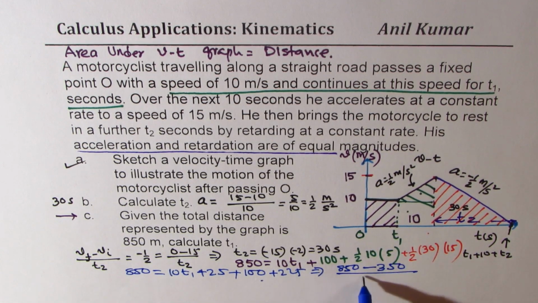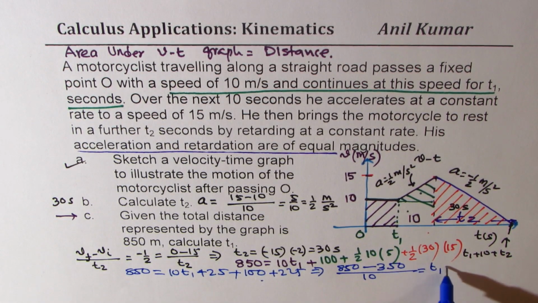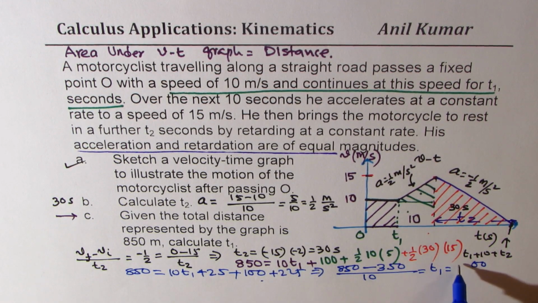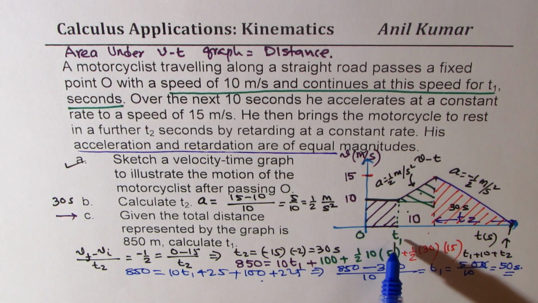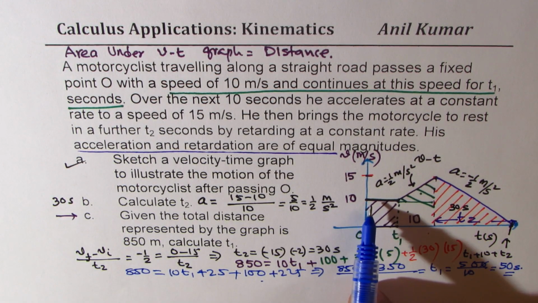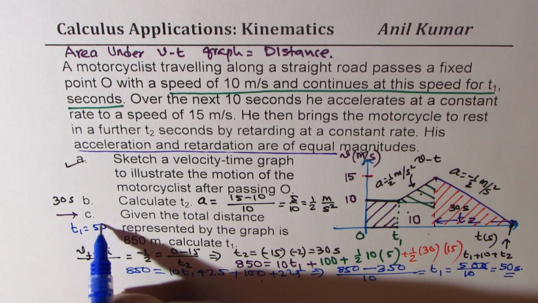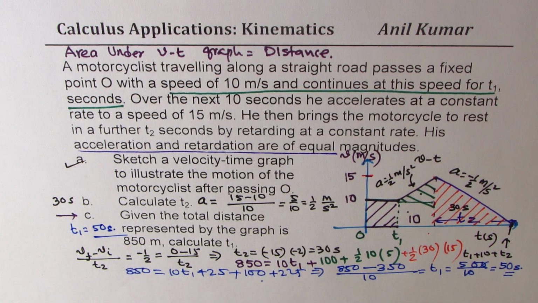Divided by 10 will be T1, correct? So let's do this. So that is 850 minus 350, 50 take away 50 is 0, 8 take away 3 is 5. So 500 divided by 10. So that gives you 50 seconds. So for 50 seconds, it traveled at a constant speed of 10 meters per second. So we get T1 as 50 seconds, correct? So that is how you could actually calculate it.